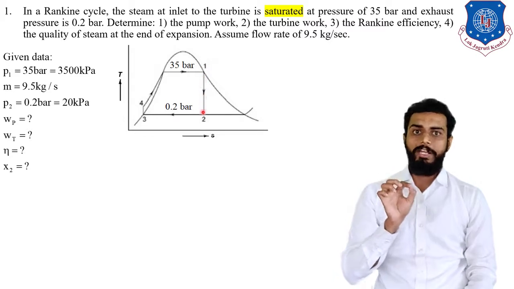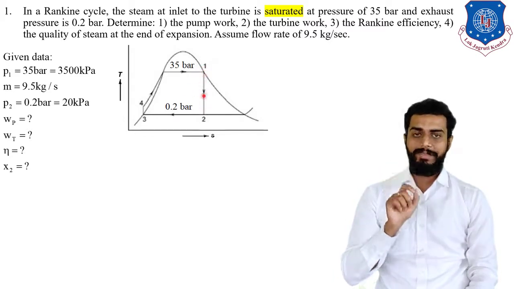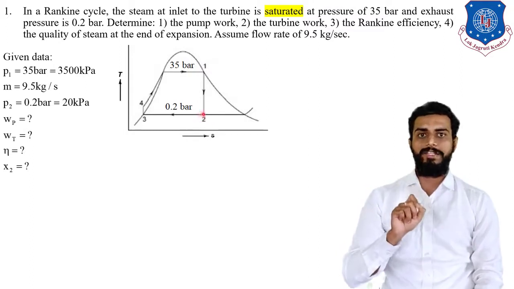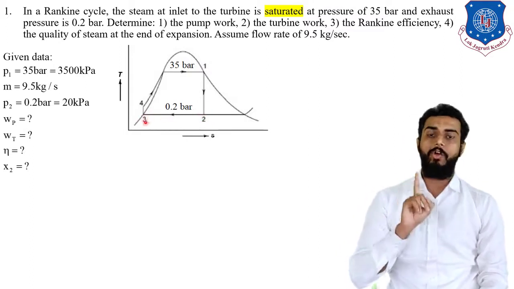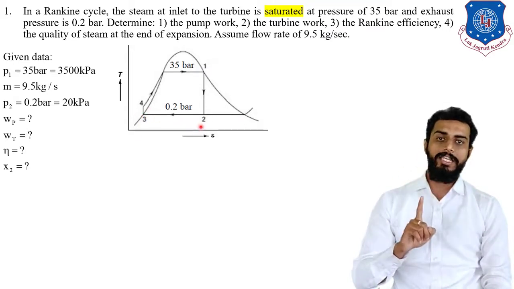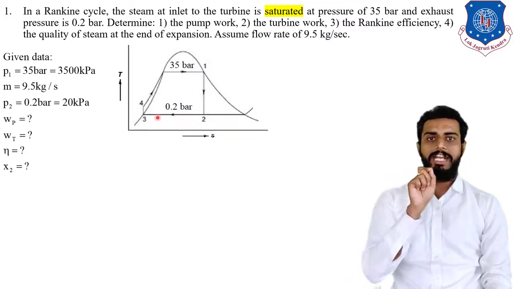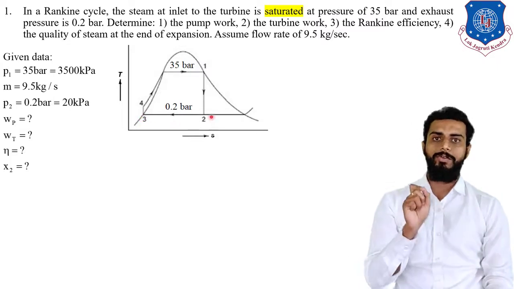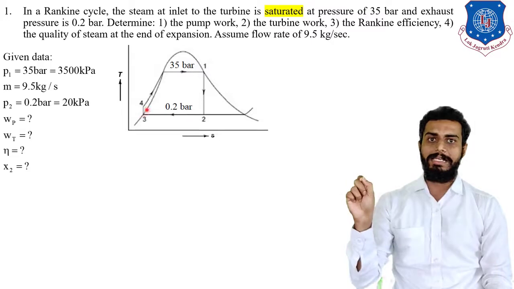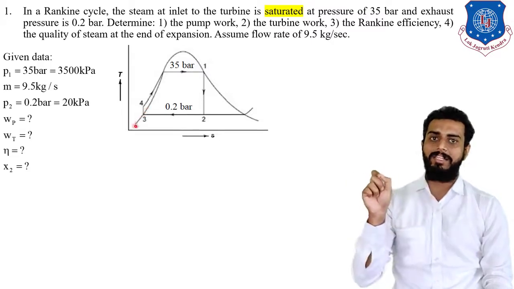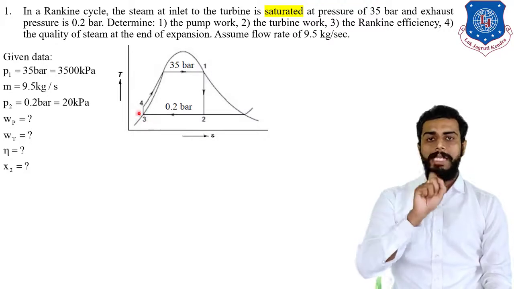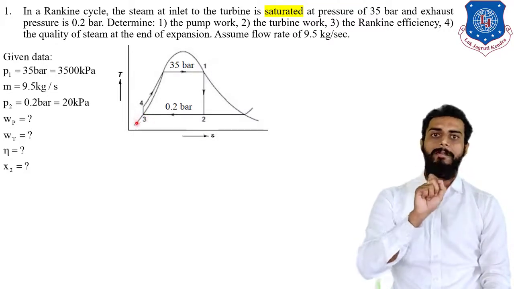So obviously the 2 point will be somewhere in the wet region. Then 2 to 3 is a constant pressure heat rejection process, right? And also here the phase will change, so temperature will also remain constant. So you can see the 2 to 3 process is drawn by a horizontal straight line on the TS diagram, and the 3 point will obviously be the pure liquid point or saturated liquid point.